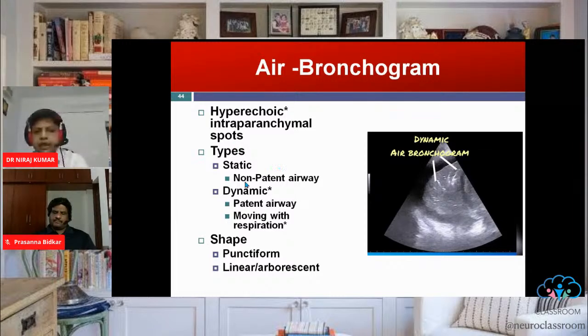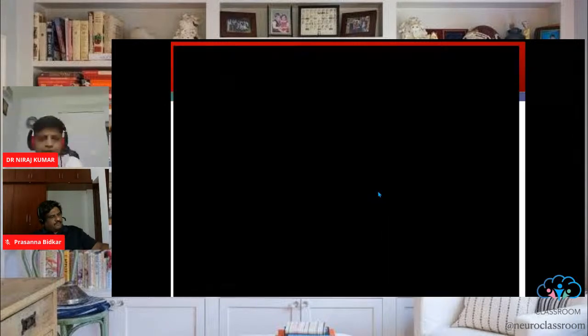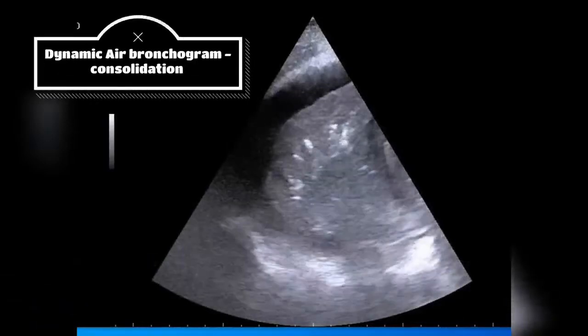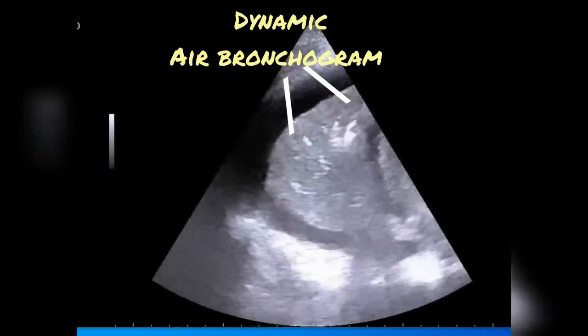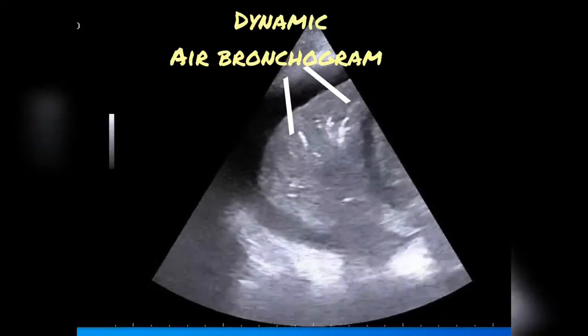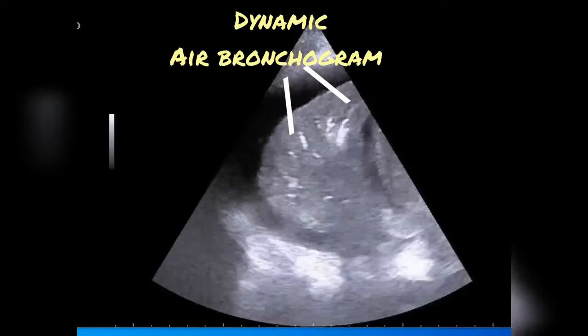A static air bronchogram indicates that the airway is non-patent, while a dynamic air bronchogram shows that there is a patent airway. The air column is moving, and that's why it gives the appearance of a dynamic bronchogram. It may be either punctiform or linear in appearance. So we have a video for air bronchogram. You can see multiple hyperechoic spots within the intraparenchymal area of the consolidated lung. They are air bronchograms and they are moving with respiration. So they are dynamic type of air bronchogram.